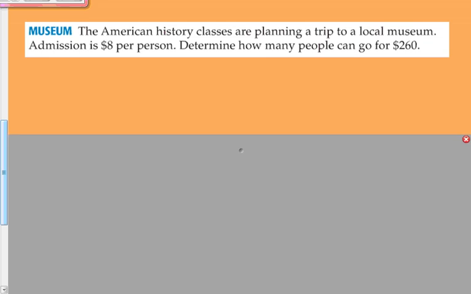All right, let's go to a couple of word problems. You know how to read these and work these out. The American history classes are planning a trip to a local museum. Admission is $8 per person. So I'm going to go ahead and write that down. $8 per person. Determine how many people can go for $260.